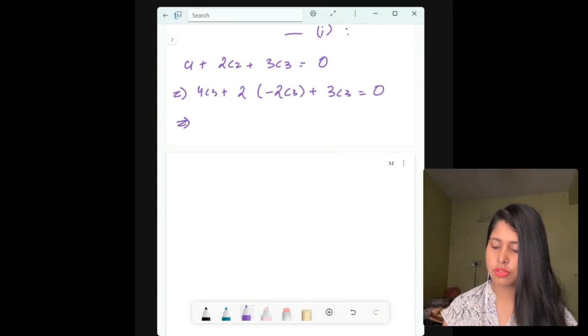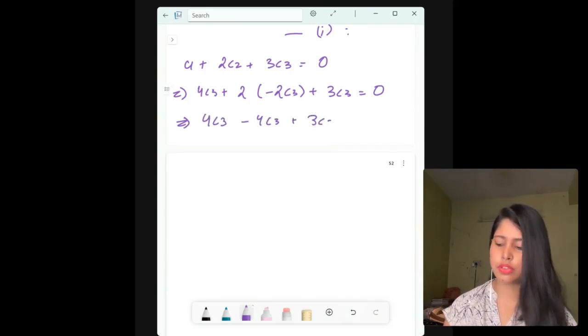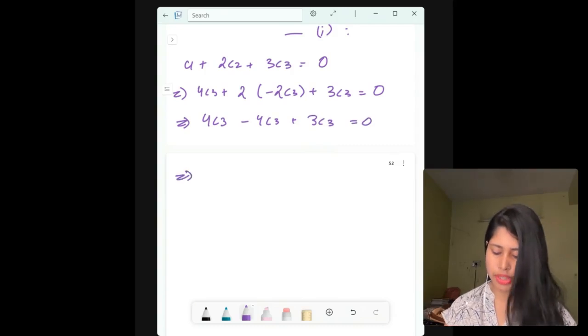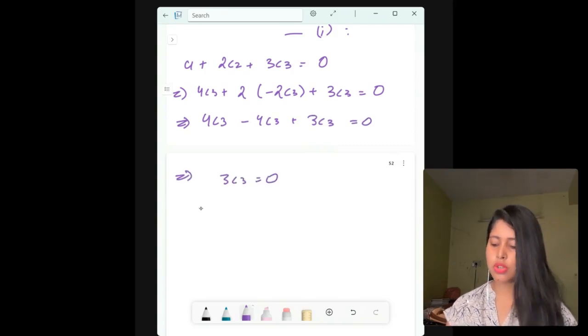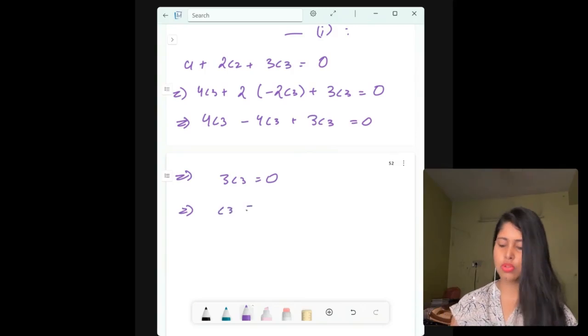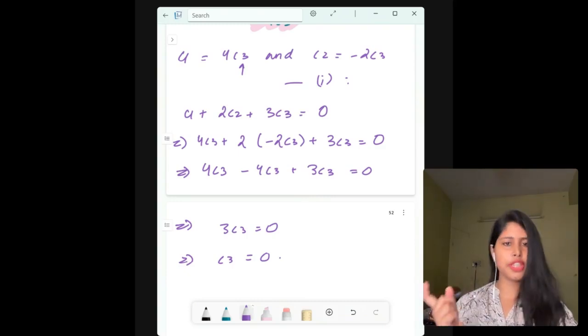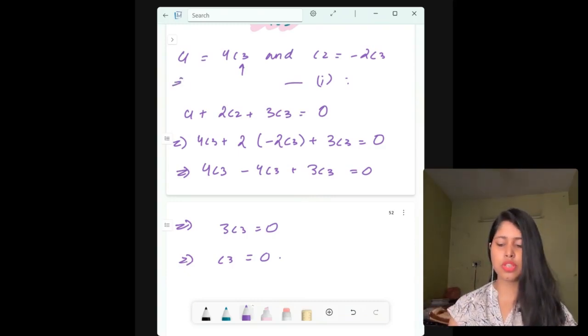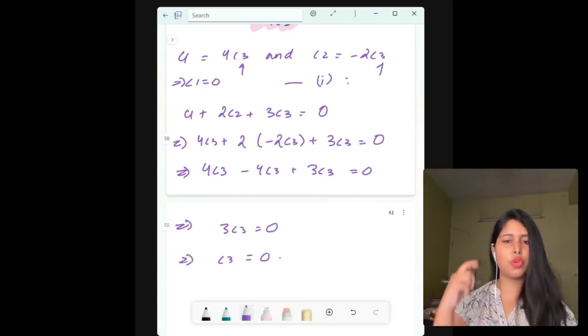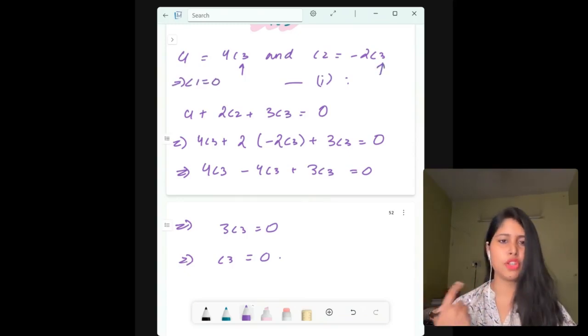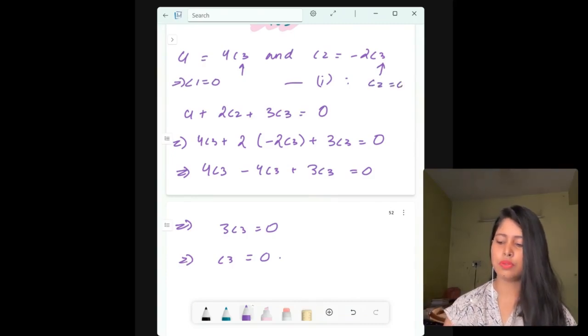So what is it? 4C3 minus 4C3 plus 3C3 is equal to 0. So from here we get that 3C3 is equal to 0. So from here we get that C3 will be equal to 0. Now if C3 is equal to 0, if you put the value of C3 to be 0 here, then you get 4 into 0, which is 0. Then again C1 will be equal to 0. And here if you put the value of C3 to be 0, then you get minus 2 into 0, which is again 0. So C2 will be equal to 0, right?